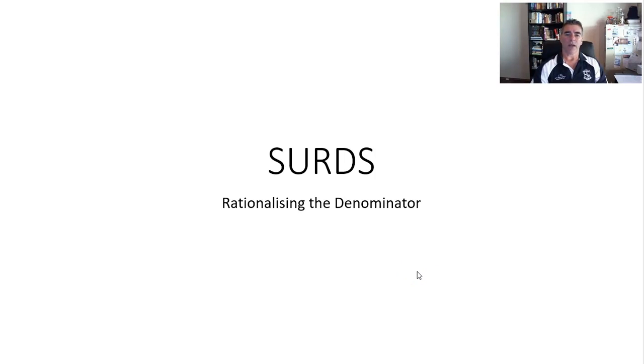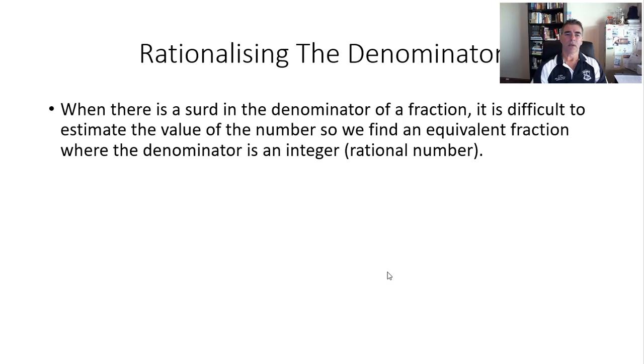In this video, we're going to have a look at the process of rationalising the denominator. When there's a surd in the denominator of a fraction, it's difficult to estimate the value of that number. With the aid of calculators, it's not so hard to do anymore, but we're going to have a look at the process that we do to rationalise the denominator. Basically, what we're doing is making the denominator an integer or a rational number.